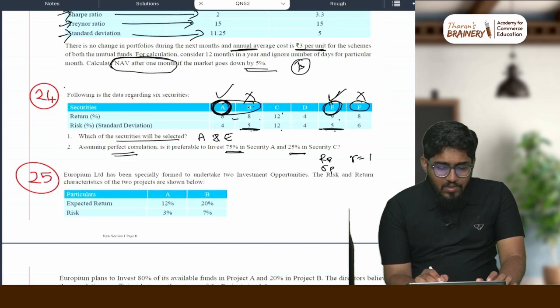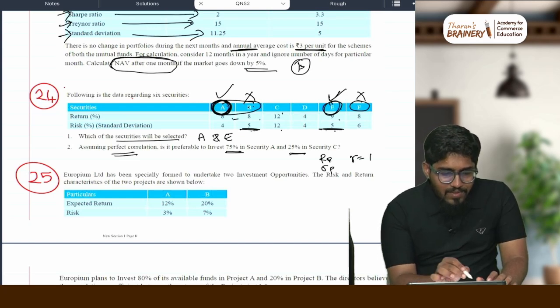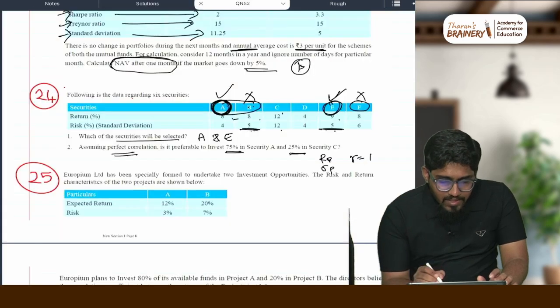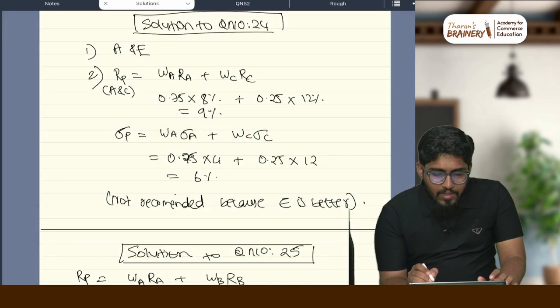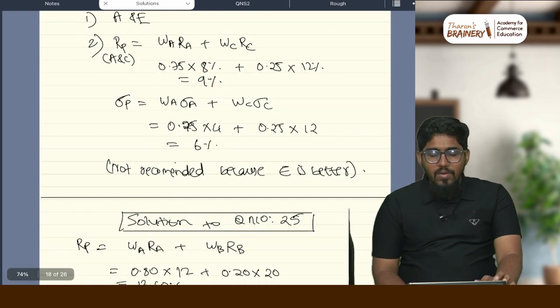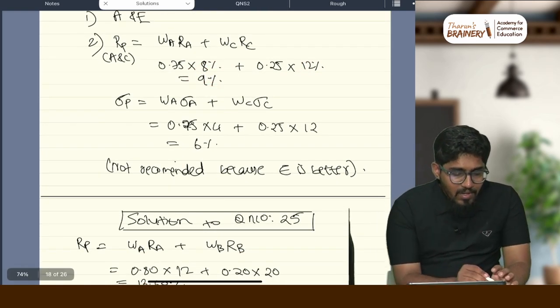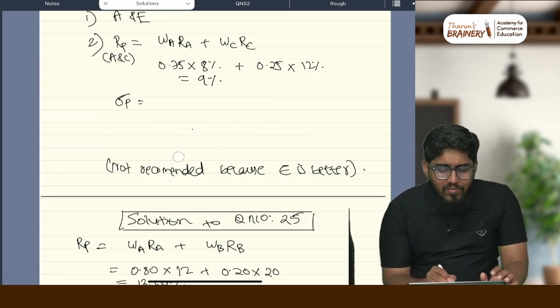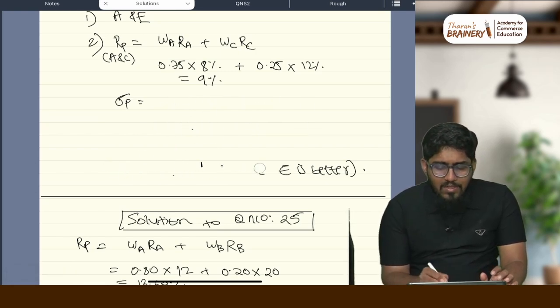So what is the return? 75% into A. A is 8, right? And 25% into C, which is 12. You are getting 9%. Now, what is the risk of the portfolio?